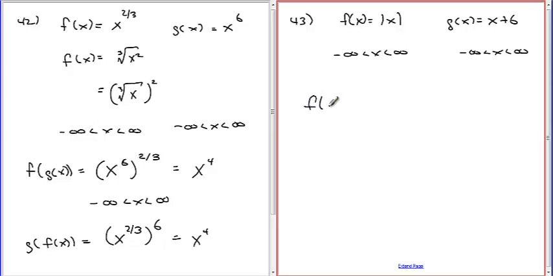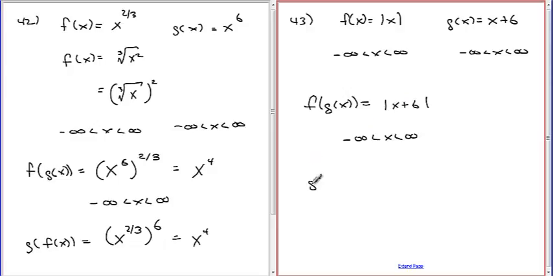Then you have f of g of x. So we plug that into here. So you get the absolute value of x plus 6, which again, all real numbers is the domain. You can have both positive and negative x values.